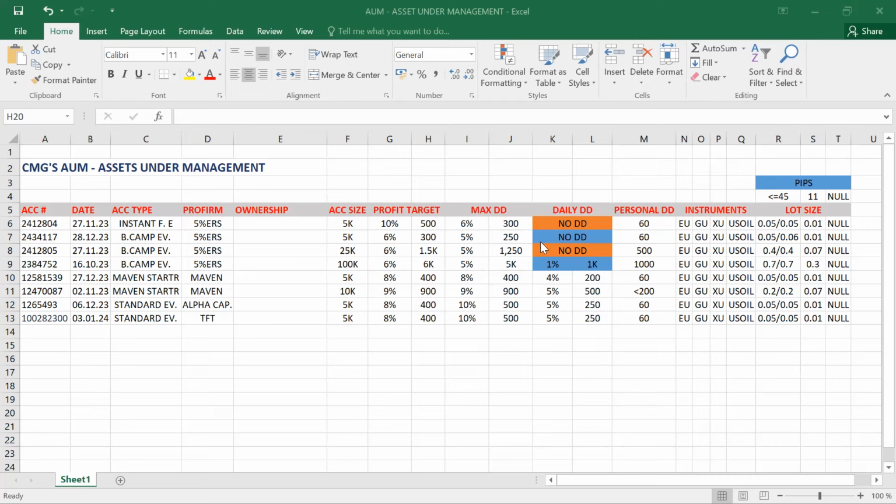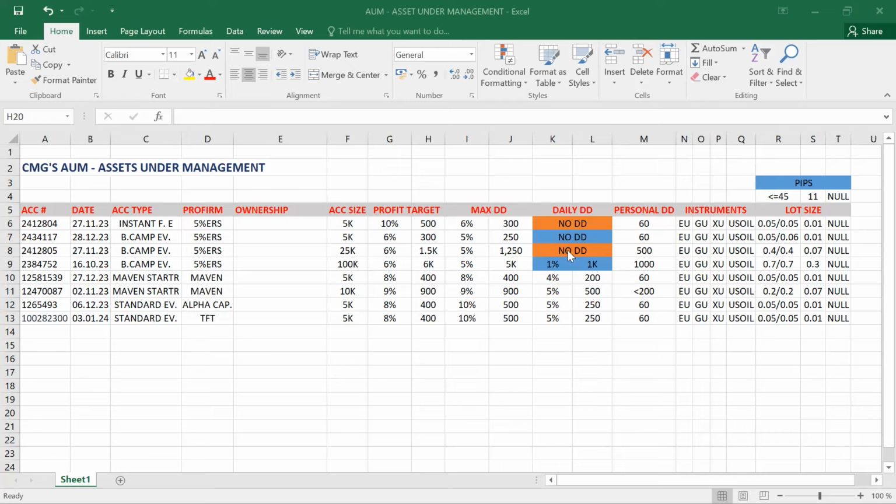Now, some also go to the extent of giving you a daily drawdown, a daily DD. The daily drawdown means that within a day, you have an amount of money that you can lose. If you lose more than that, the account will be taken from you, even though you may not have hit the maximum drawdown. If you understand me, even though you may not have lost that, for the daily, don't lose that percent.